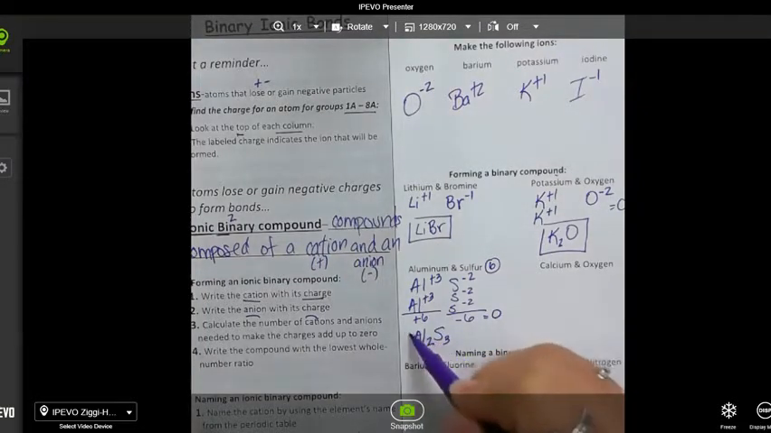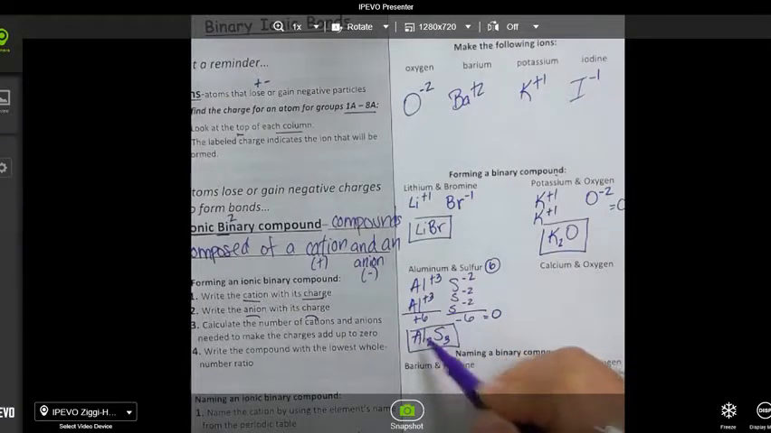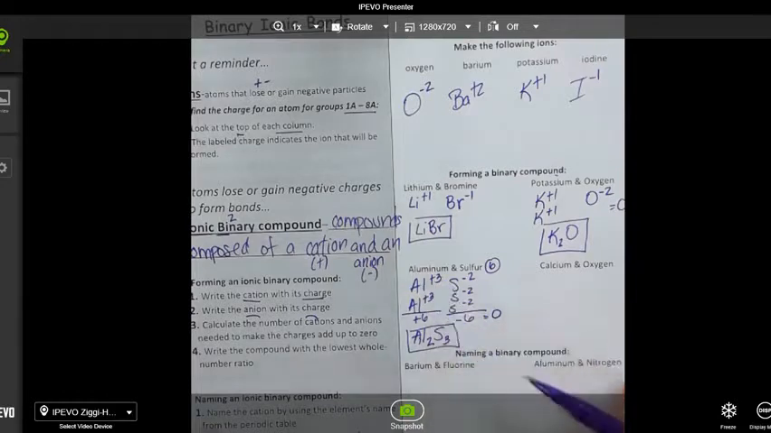So what this little subscript denotes is I have 2 aluminums. This subscript denotes that I have 3 sulfurs. 2 positive 3s cancel out 3 negative 2s.